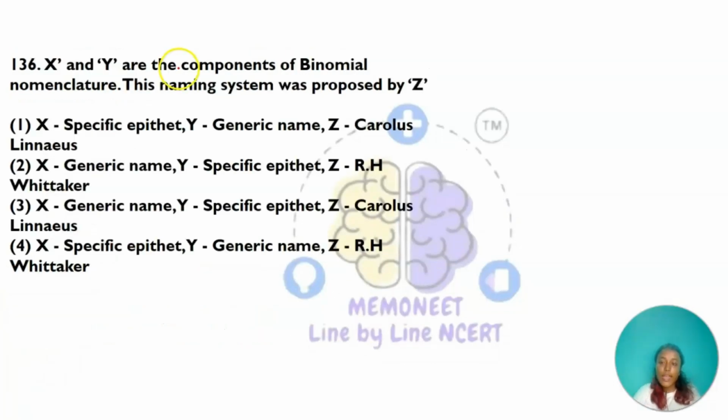The next one is: X and Y are the components of binomial nomenclature. The naming system was proposed by Z. So we can just strike out option 2 and 4, which have Z as R.H. Whittaker. We know that R.H. Whittaker is not the correct answer, and X and Y being a generic name and the specific epithet. So the correct answer to this question is option 3, which is X will be the generic name, and Y will be the specific epithet, being the genus and species proposed by Z, which is Carolus Linnaeus. So the correct answer is option 3.